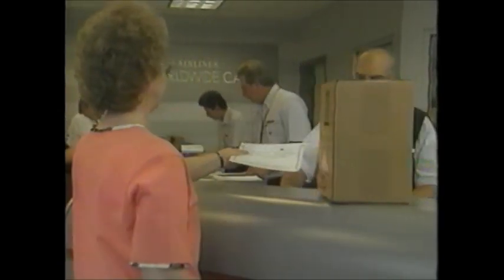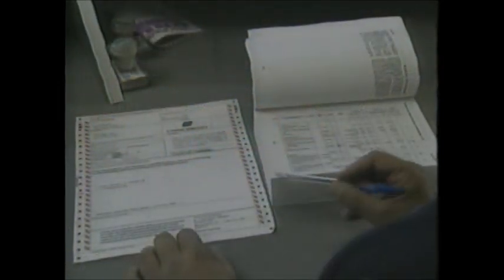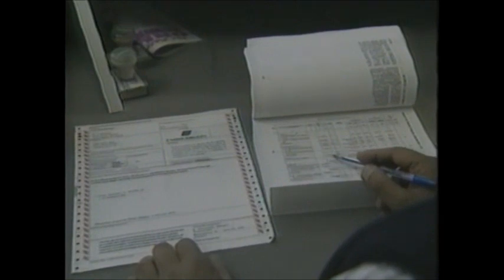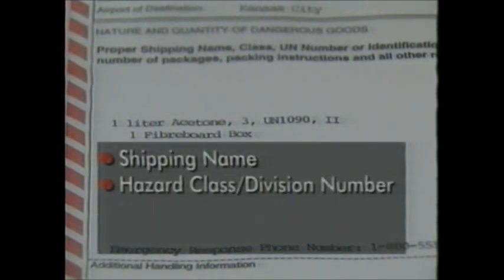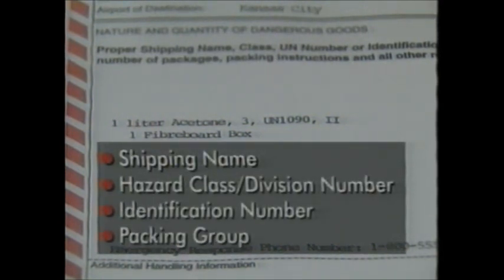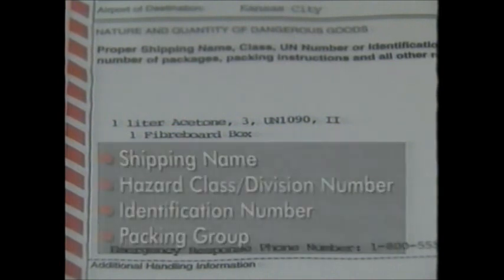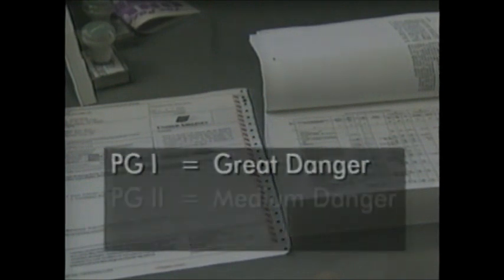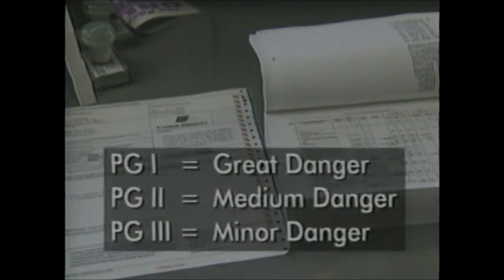The next stop is the air carrier's cargo department. The air freight agent checks the entries on the shipping papers for compliance with the hazardous materials regulations. The basic description of the hazardous material must include the proper shipping name, hazard class or division number, identification number, and the packing group, if one is assigned. The packing group indicates the degree of danger, with PG1 indicating great, PG2 medium, and PG3 minor danger. Packing groups are not assigned to Class 2, Class 7, and ORMD.